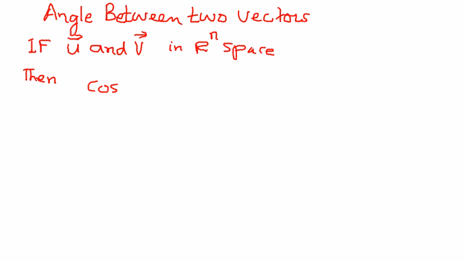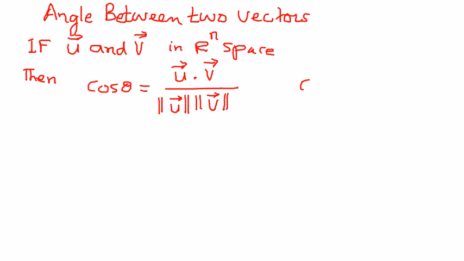cosine theta is equal to vector u dot vector v divided by the magnitude of vector u times the magnitude of vector v, the length of vector u times the length of vector v, where theta is greater than or equal to 0 and less than or equal to pi. Okay, so that is what we're looking at.